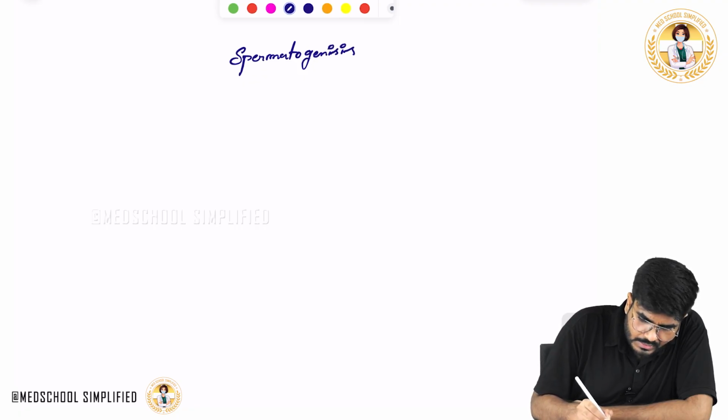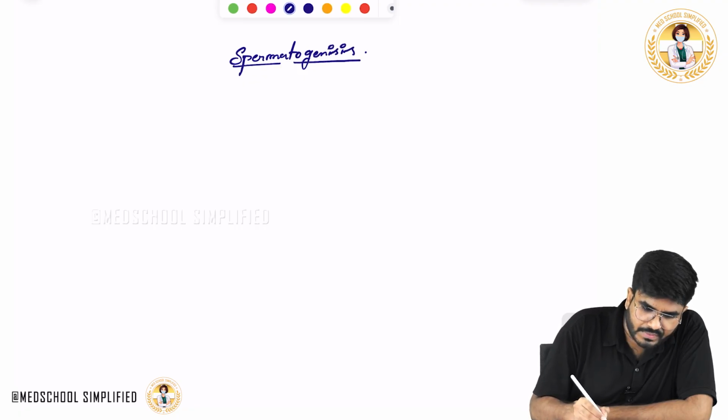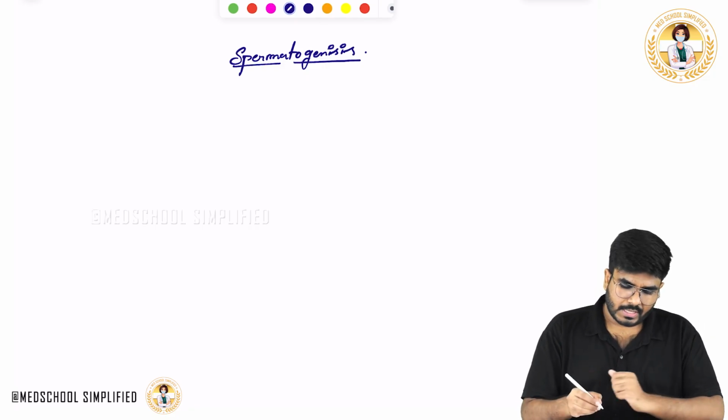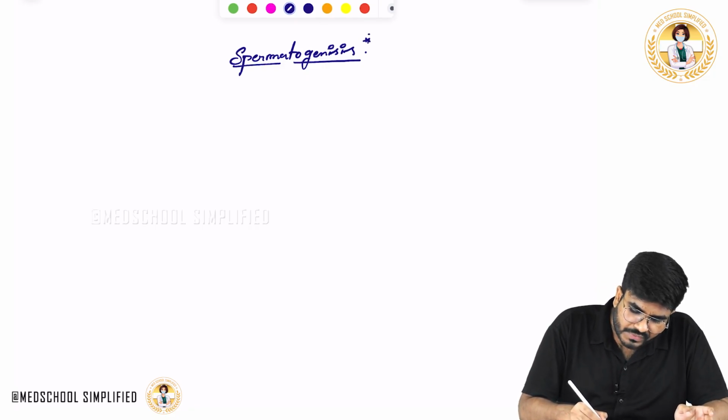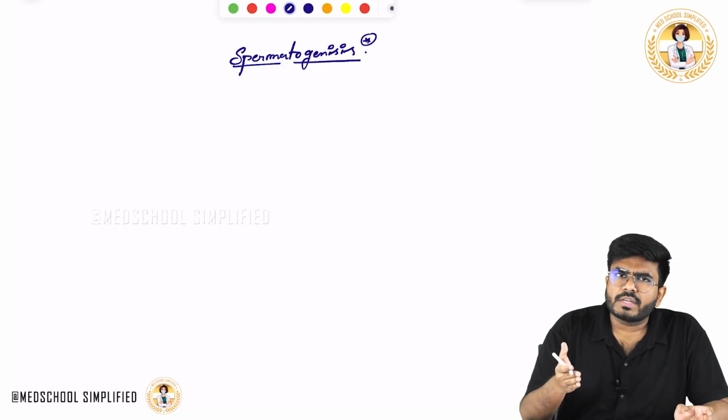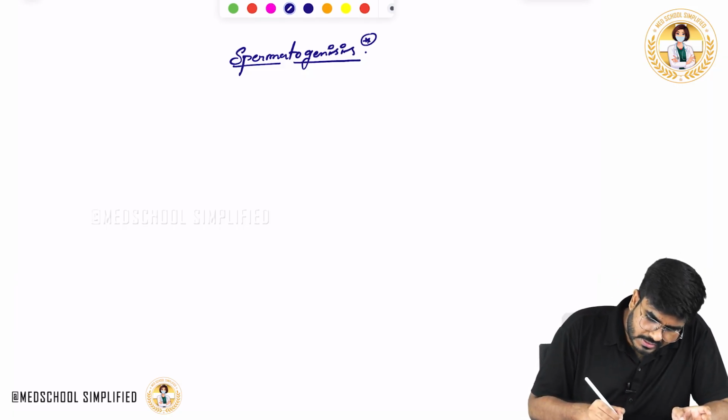Spermatogenesis. Sperm genesis, the birth of the sperms, right? So when is spermatogenesis going to start: before puberty, after puberty, or during intrauterine life? Spermatogenesis begins at puberty.